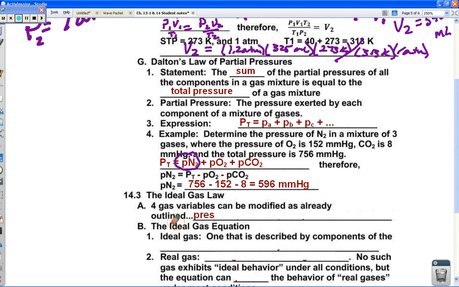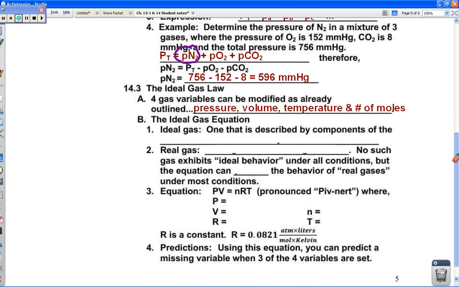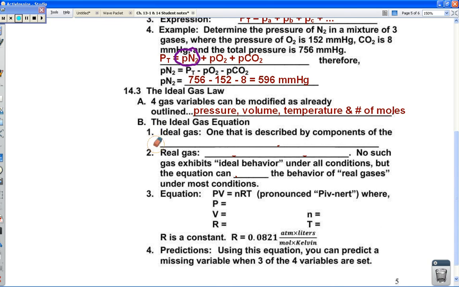Okay, which brings us to, finally, the ideal gas law. All four variables can be modified, altered, as we've talked about them before. Pressure, volume, temperature, number of moles. They all combine into one big statement. Okay, so let's identify what an ideal gas is. An ideal gas is one that is described by the components of the KMT, kinetic molecular theory. That was one of the first things we covered in this lecture.